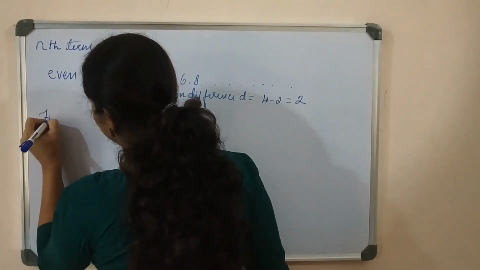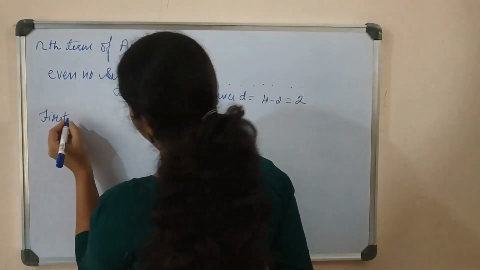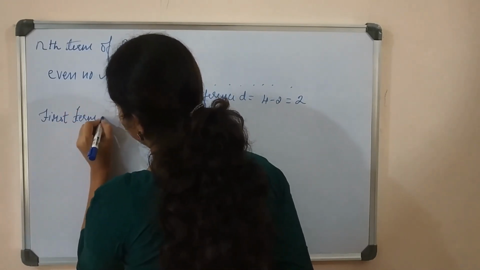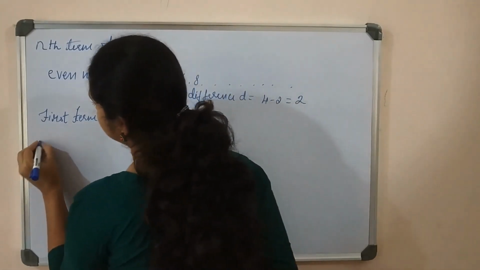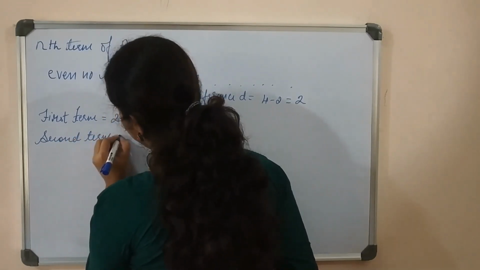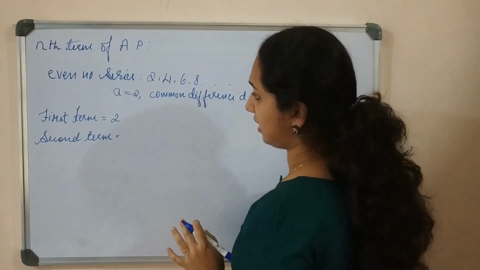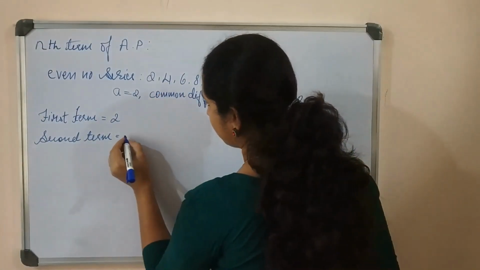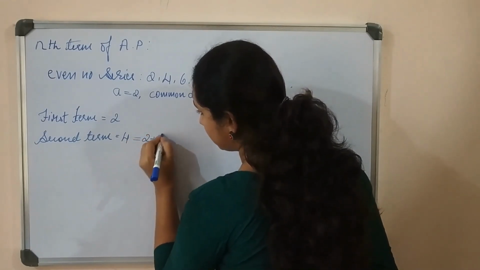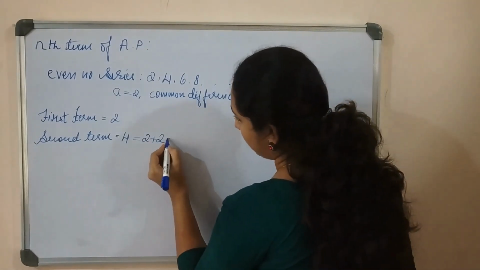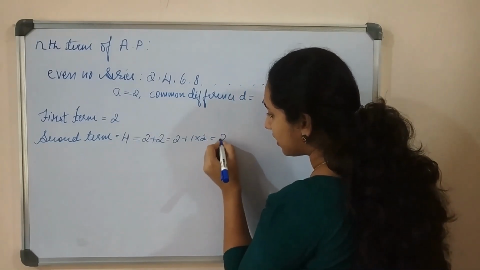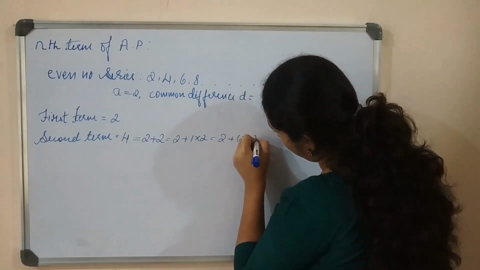So what is the first term? I'll keep the first term as it is. The first term is 2. I'll not make any changes. The second term will be 4, which is equal to 2 plus 2. And further I can write it as 2 plus 1 into 2, which further I can write as 2 plus 2 minus 1 into 2.